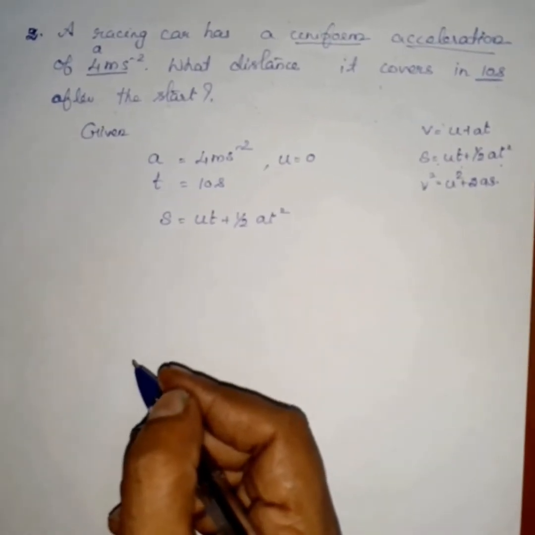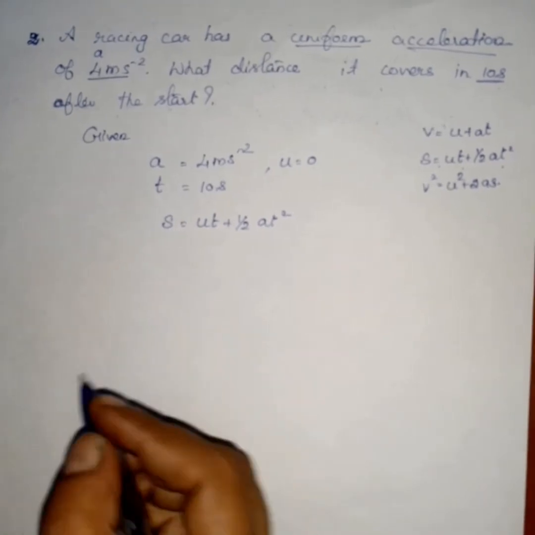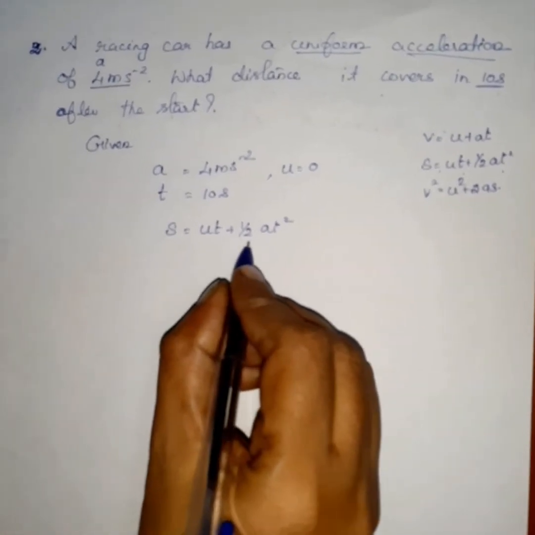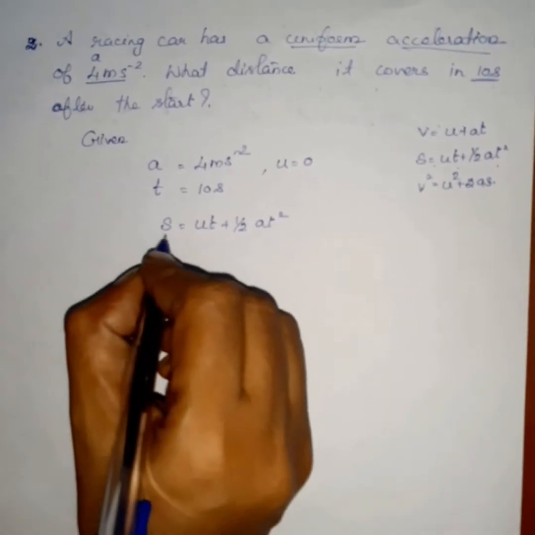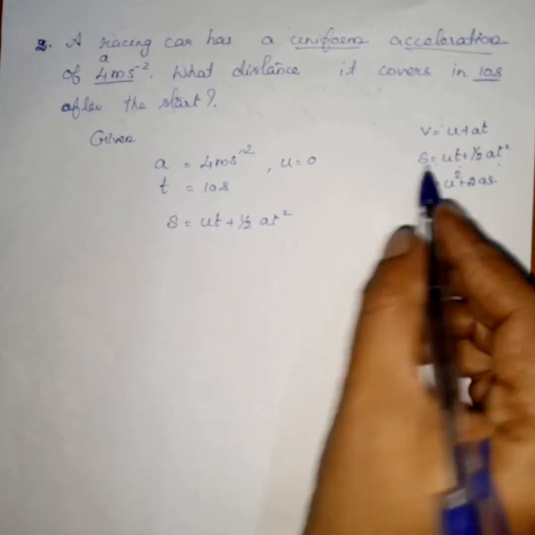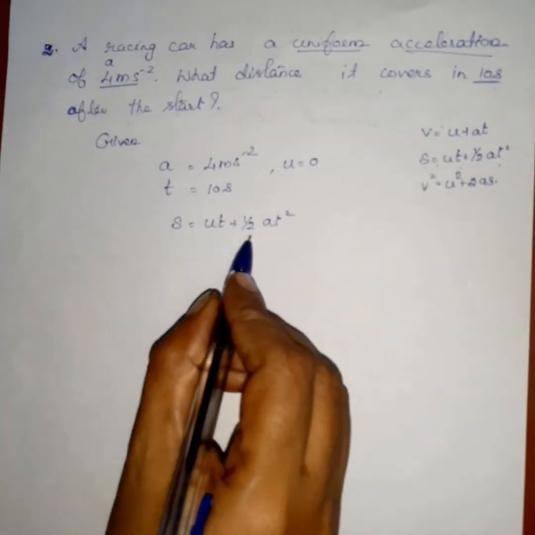What is the unit of the distance? You can find it here. So S is equal to UT plus half AT square. Distance, yes. If you find out this equation, S is equal to UT plus half AT square.